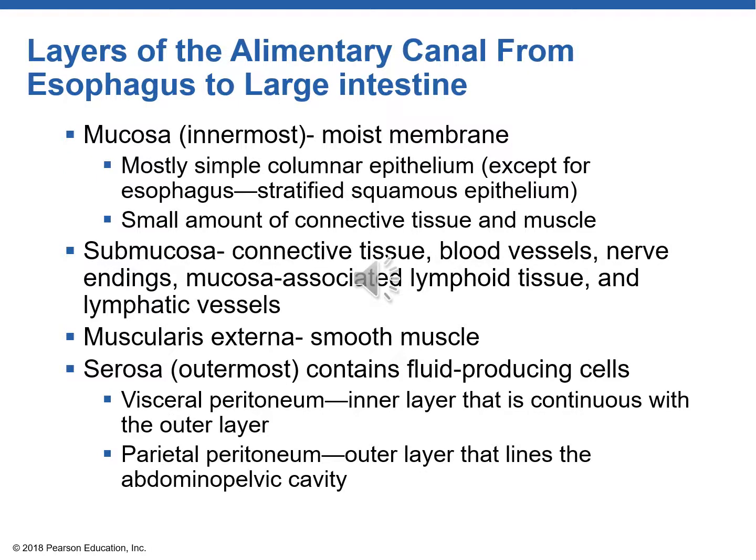This describes all of the layers of the alimentary canal, starting on the inside with the mucosa, this moist layer. It has an epithelial layer, a bit of connective tissue, and some muscle. The next layer from that is the submucosa layer. The contents are listed here. And then we have this smooth muscle layer called the muscularis externa. And then the serosa is the outermost layer, but it's actually made up of 2 layers of peritoneum, the visceral and the parietal. So the visceral would be the inside lining, and the parietal is the outside lining. And they're described here. Also in that serosa are some fluid-producing cells.